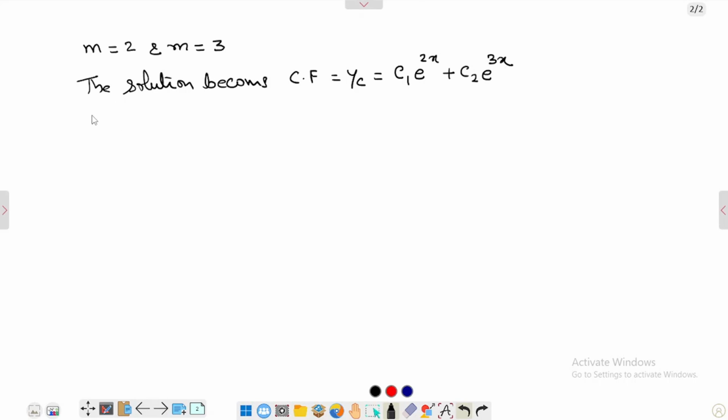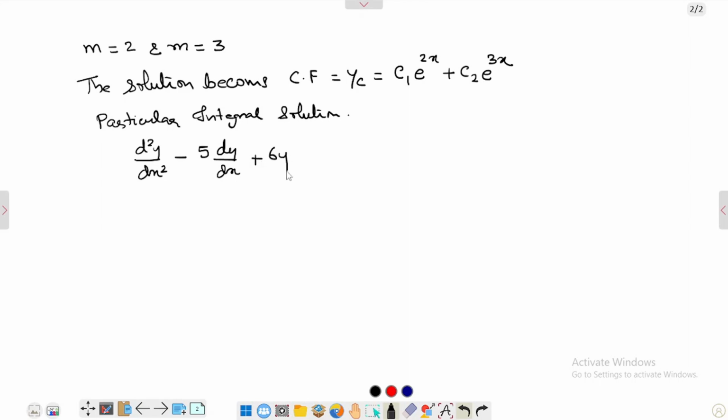Now I will find out the particular integral solution. To do that, I will again write down my differential equation: d square y dx square minus 5 dy dx plus 6y equal to x square e to the power of 3x.